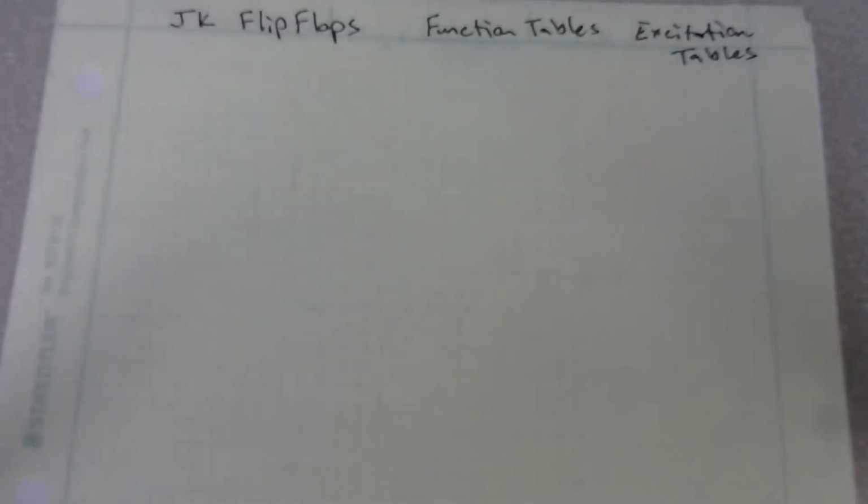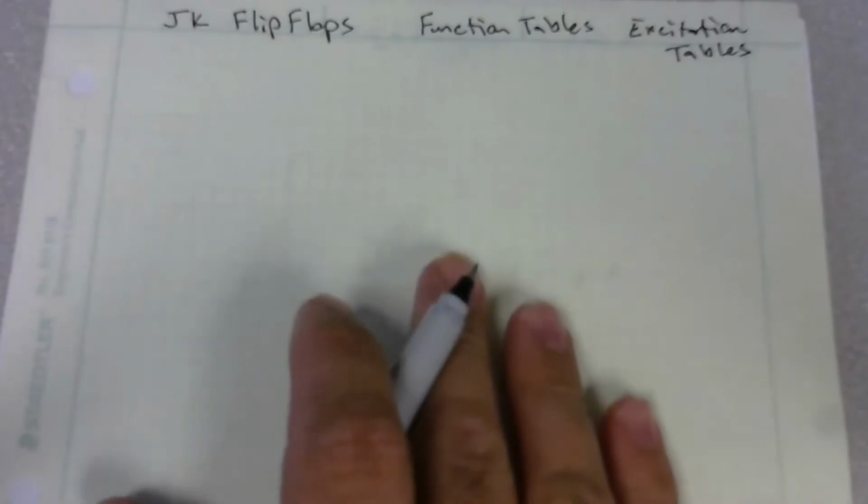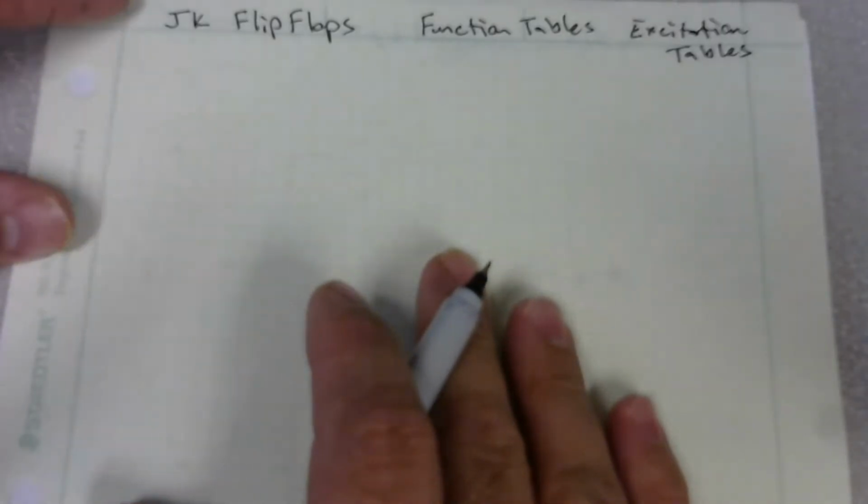Now what we're going to do is look at JK flip-flops, and while we're doing that, we're going to look at function tables and excitation tables. JK flip-flops are useful in little finite state machines like we're talking about. Whenever you talk about bigger computers and registers and things like that, D flip-flops are more prevalent, but JK flip-flops are useful nonetheless, and it is something that you need to be used to talking about.